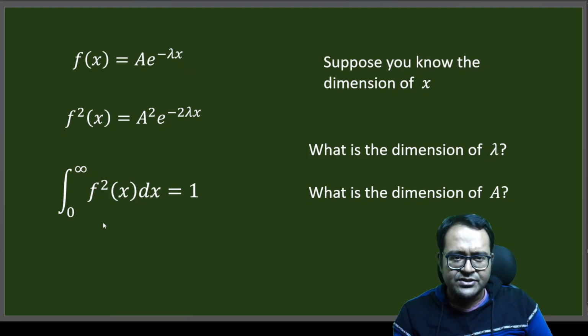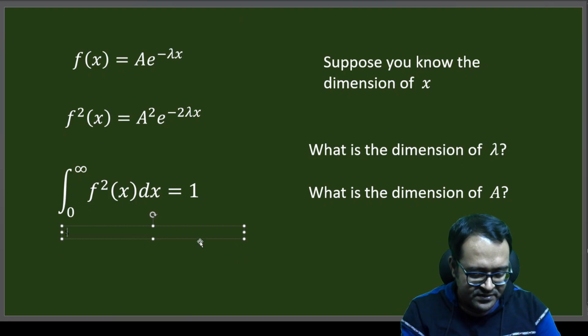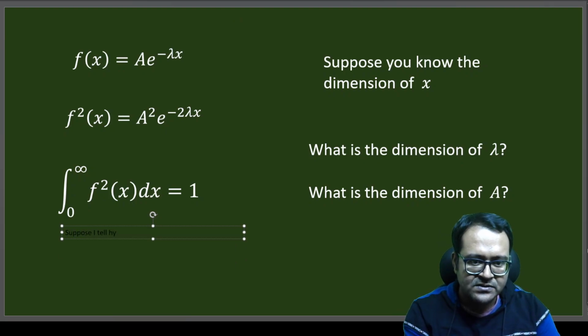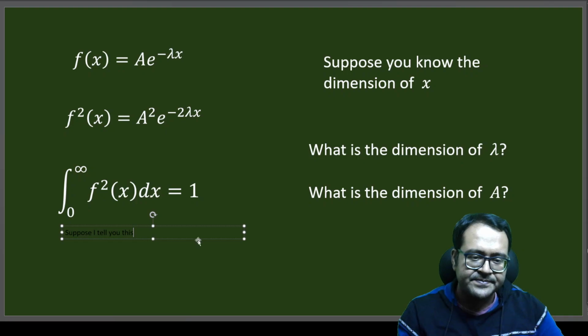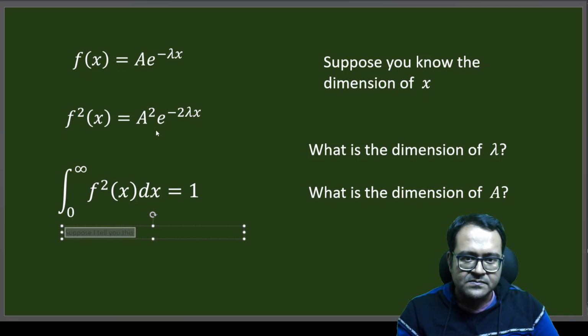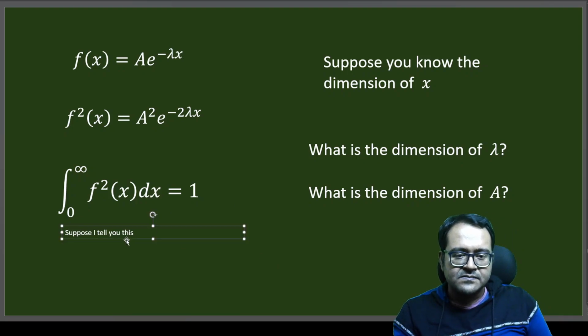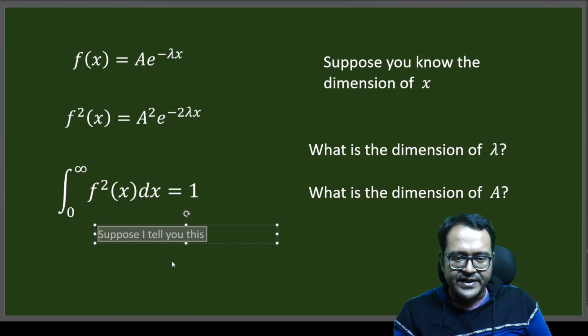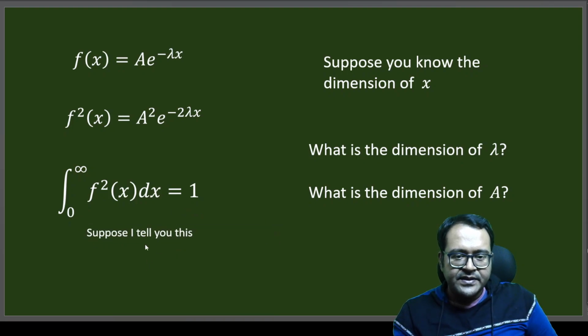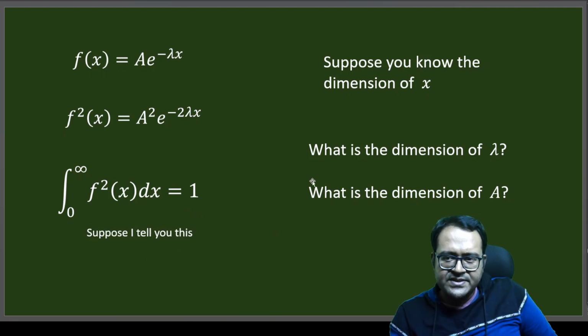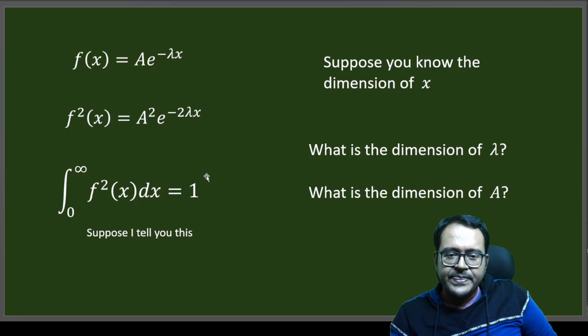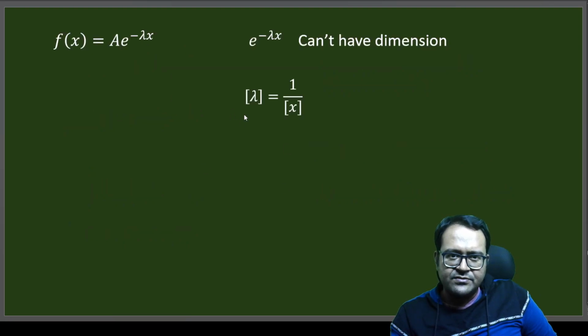Suppose I tell you that the result of the integral of f square(x) dx is 1. This is given. This is not that this will always happen, I'm just telling you this. If I tell you this, then what can be said about the dimension of A? The dimension of lambda is very obvious here. What will be the dimension of A? This is also very easy, not tough.